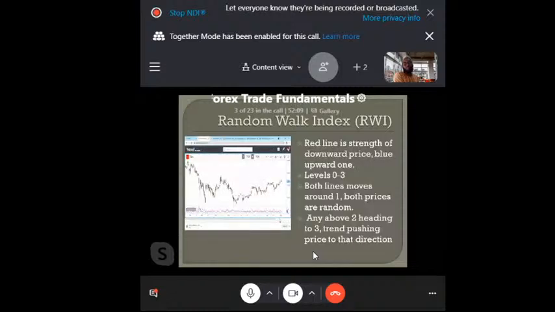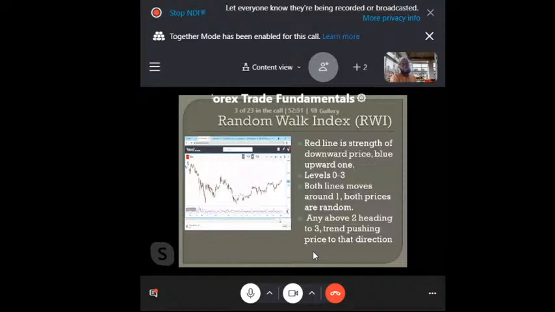Good. Look at the Random Walk Index. It has been cast on the candlestick. Look at it below. The red line is showing the strength of the downward price, and the blue line is showing the strength of the upward trend. Similar to stochastic and Aroon, it has two lines, blue and red. And we say the red is showing the strength of the down price, and the blue, the upward one. Then we have levels 0 to 3. You can see those labels 0 to 3.